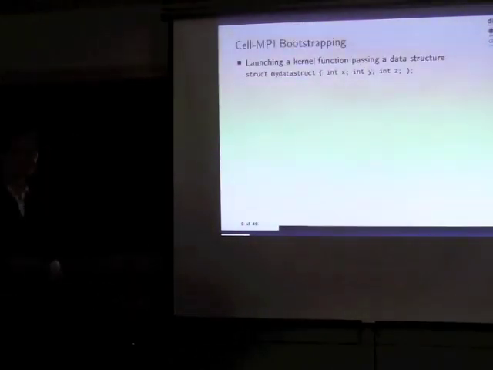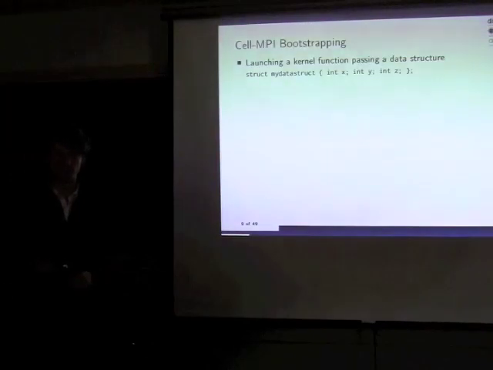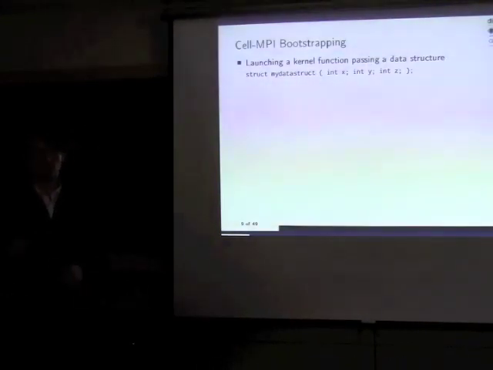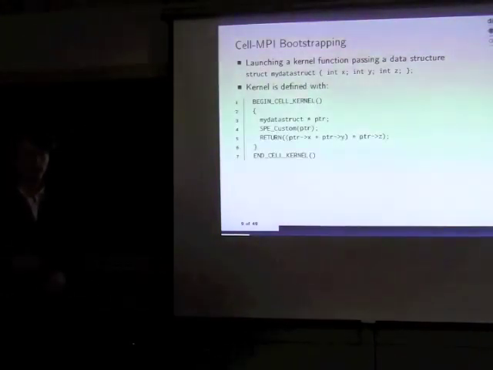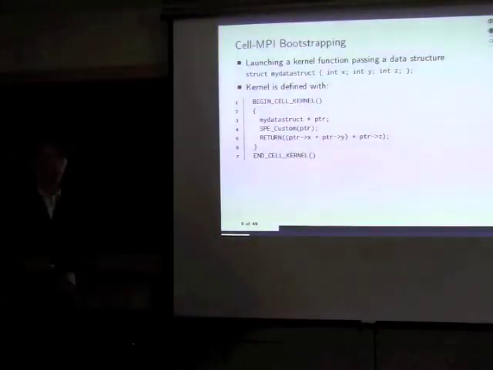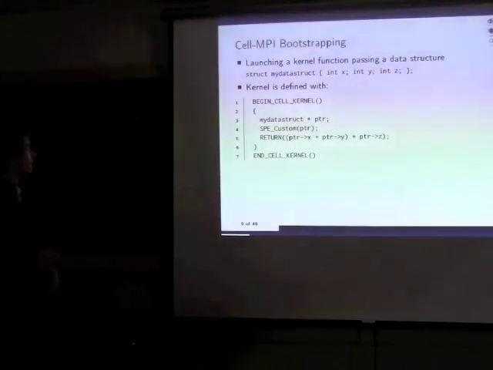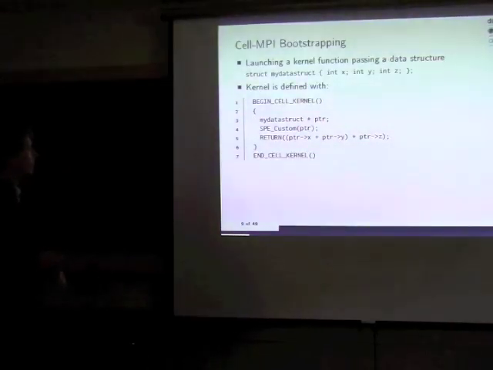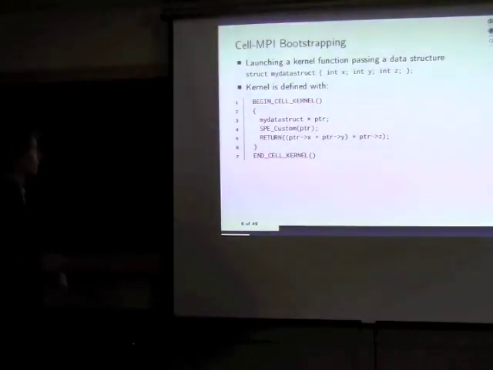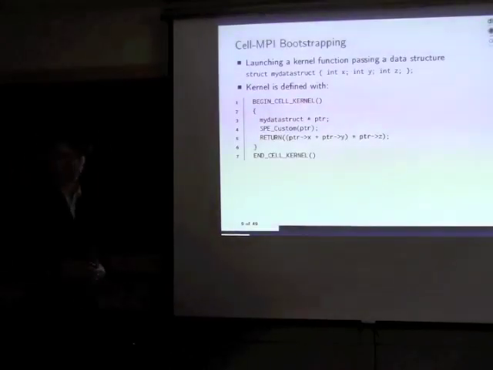So using our library, the bootstrapping process looks like this. We create a structure where you put all the arguments you want to pass to the SPU code, and then you define a kernel using these two macros. You say, okay, I have a pointer to this structure, and please fill this pointer. I want this pointer now to point to this structure I created in PPU memory, but I want to have it, of course, in my SPU code. And this kernel does nothing, it just computes something and returns a value.